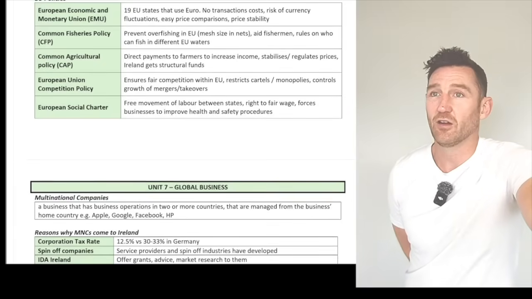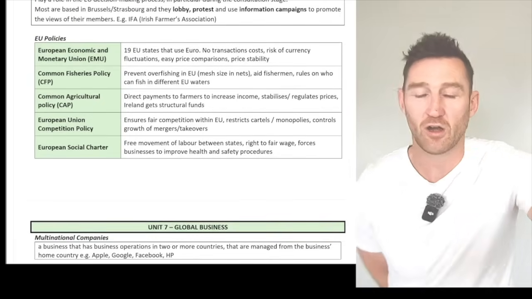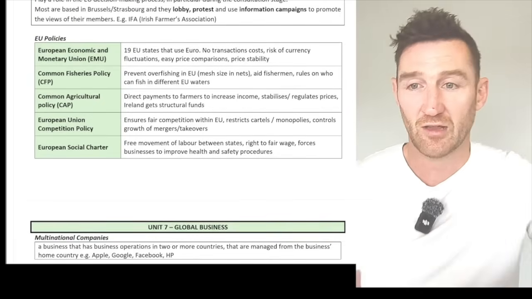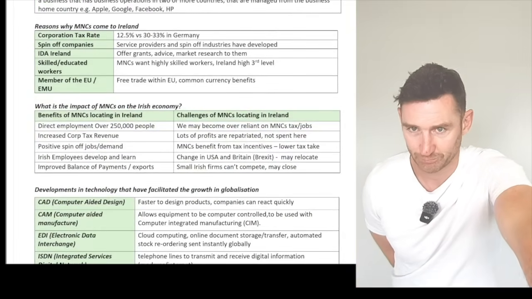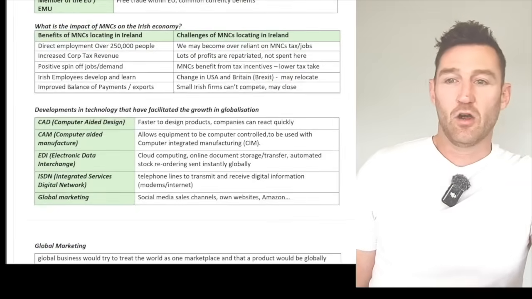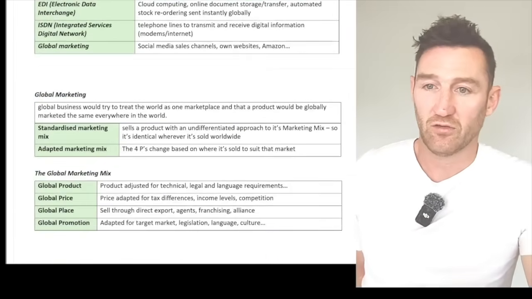If you're learning Unit 7, like this is horrible. I know it's hard for a lot of us to be learning, so learn two of them and take my chances with them. Looking at global business, it's the global marketing part of this that I think looks due to be asked.